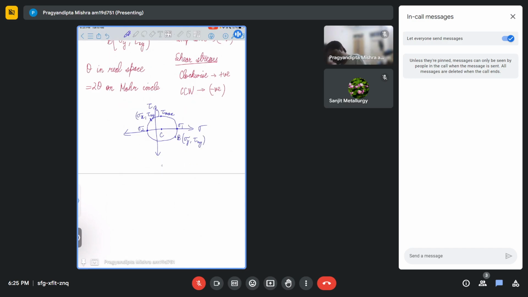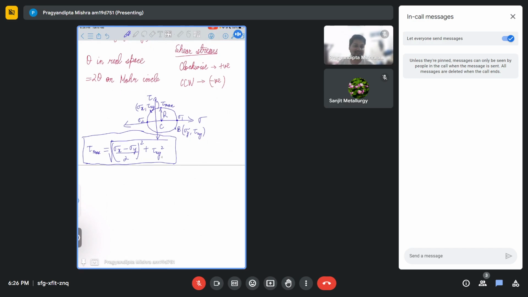And this tau max, if you want to write it in equation form, will be something like the root of sigma x minus sigma y by 2 the whole square plus tau xy the whole square. Now why am I able to write it in this fashion? Why am I able to write tau max as sigma x minus sigma y by 2 whole square plus tau xy whole square? Because from point C to tau max, what is this? This is radius, right? This is r. And if C is at 0, then your tau max will be at r, right? The distance between C and tau max is the radius. So I can write tau max is equal to sigma x minus sigma y by 2 whole square plus tau xy whole square, the whole thing to the power 1 by 2 directly, because it's just the radius.